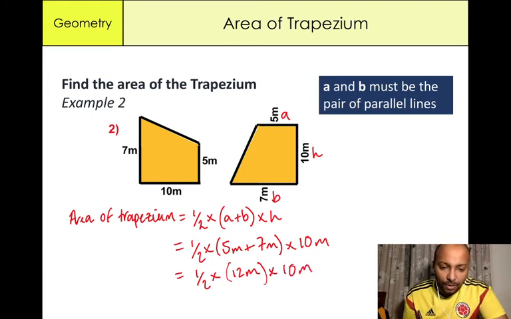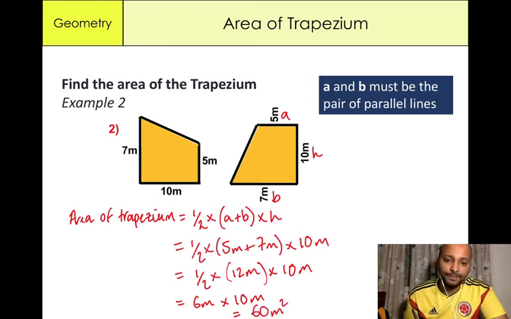Now, half of 12 is 6. So we have 6 meters times it by 10 meters. So when you multiply them together, what we have is 6 times 10 is 60 meters squared. So the area of this trapezium is equal to 60 meters squared. And that's how we work out the area of a trapezium.